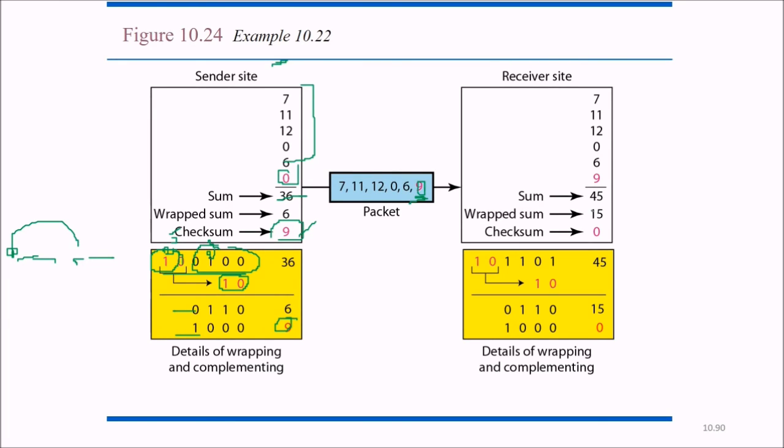And what we receive here is, what is the sum of these? This is 45. This is 45, what is received. We add this 1 0, which is received, with the previous 4. We get 15. And the checksum, if we find it, is nothing but 0. So the checksum is 0. And when the checksum is 0, the checksum is discarded and the data is accepted. So this is the detail of wrapping and complementing.